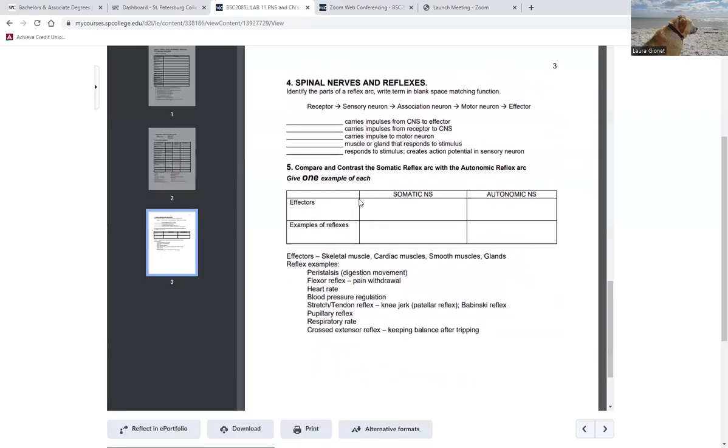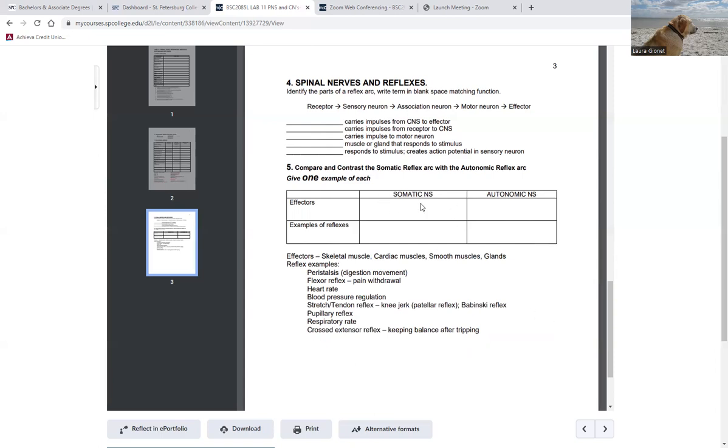Okay, now that we're due to the last exercise here, it says compare and contrast the somatic reflex arc and autonomic reflex arc. Give one example of each. Okay, so we have effectors here, and then we have examples of reflexes. And we have the somatic nervous system versus the autonomic nervous system.